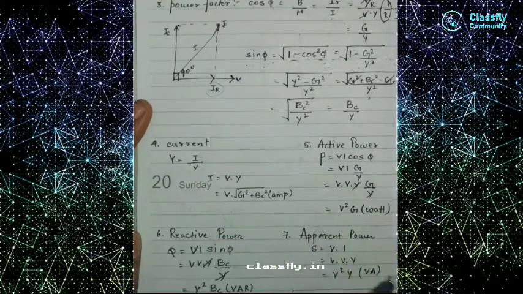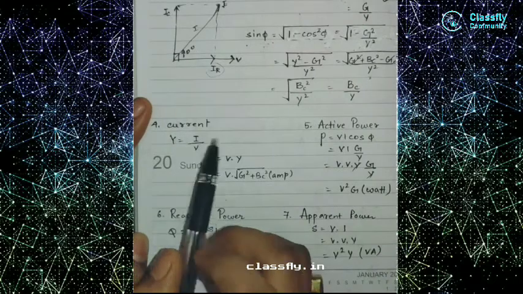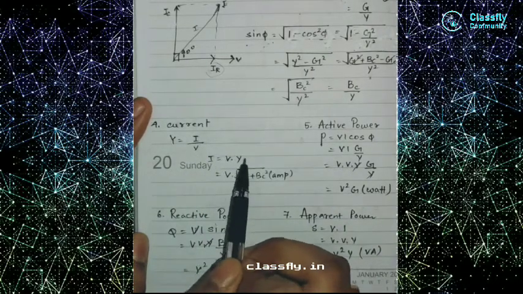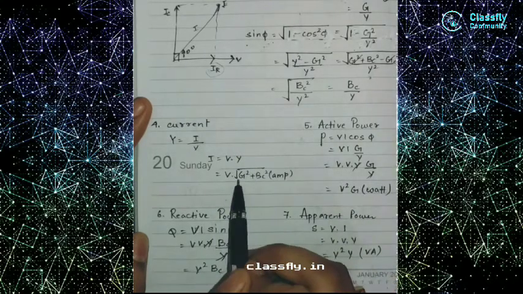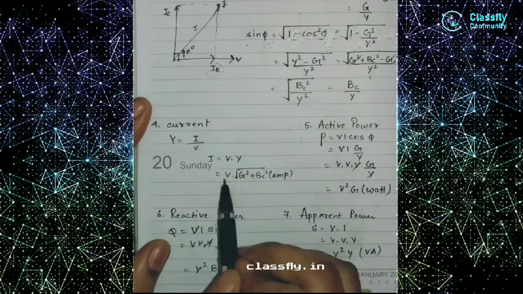Now let's find the fourth parameter, that is the current. We know that admittance is equal to I by V. So for current, I equals V dot Y. So V will be given, and Y means admittance, so it will be root under G square plus BC square. So this is the current.